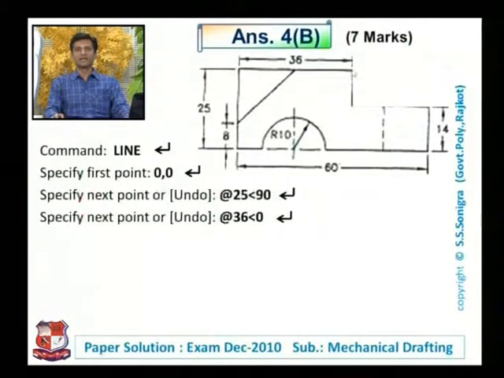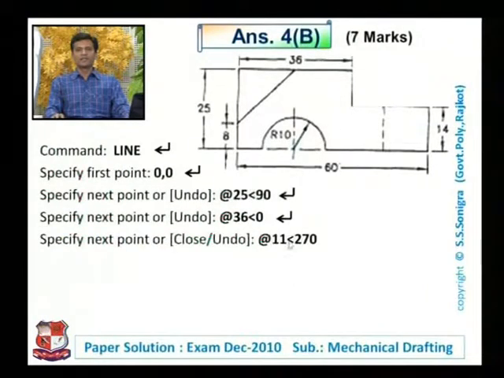Now to draw this vertical line, let me find out the position of this point. The total height is 25 and this height is 14, so 25 minus 14, this height would be 11 millimeter. So 11 millimeter is in the downward direction, hence the angle would be 270. So we can write the next point at a distance of 11 millimeter at an angle of 270 degree, and it will draw this vertical line. Enter. Till now we have drawn 3 lines starting from here: 1, 2 and 3.